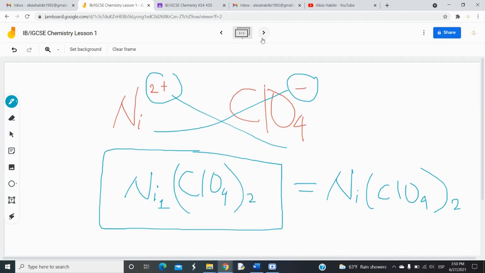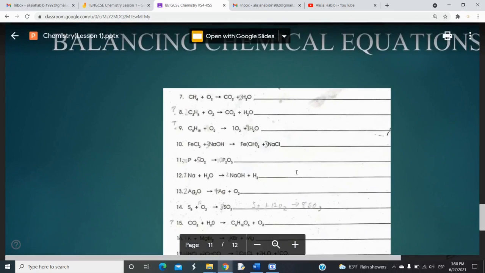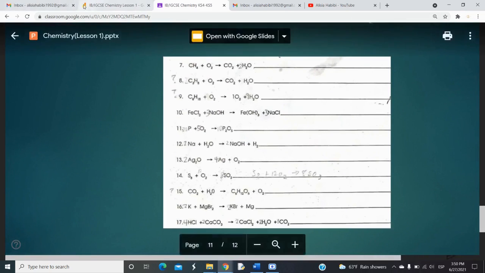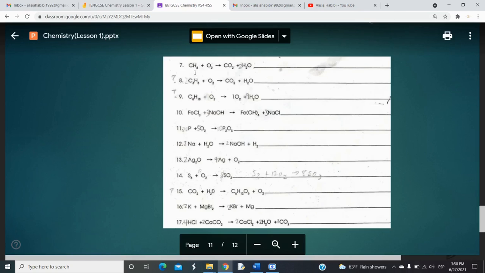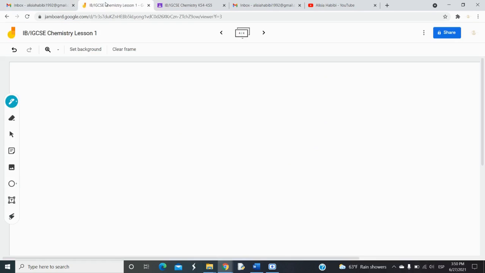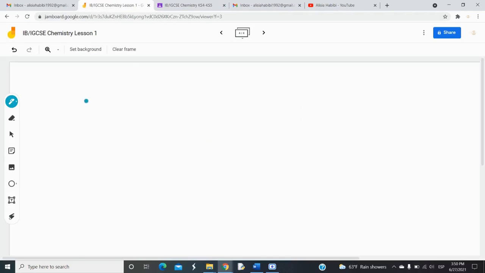All right, guys, so let's look at our next part. The next part is to understand how we can balance chemical equations. This is something that students sometimes struggle with: a tactic or strategy for how to balance any chemical equation you are challenged with. So let's take some examples from here.